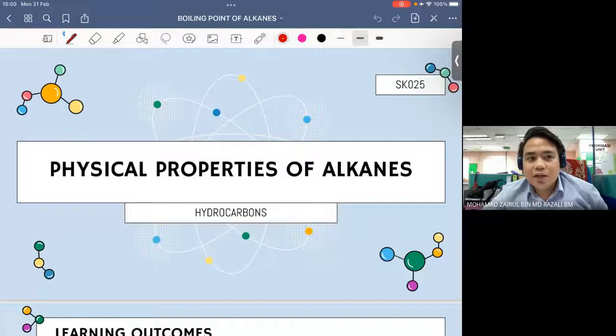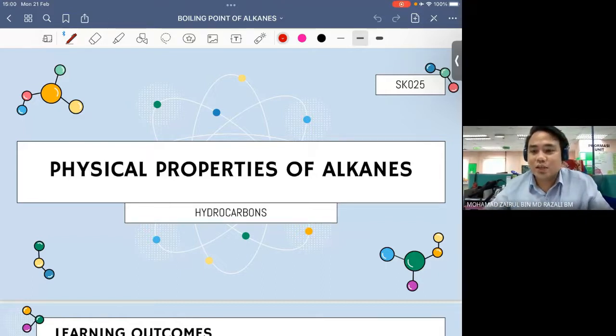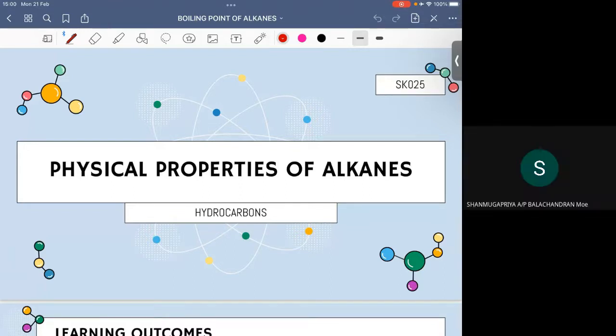Nanti awak join balik. Oh, dah start dah. Okay, so Nusra saya keluar lah. Okay, sekejap kita tunggu lagi 1 minit. Kita tunggu yang lain masuk and then key in attendance. Dan kita akan start. Okay, sir. Okay.